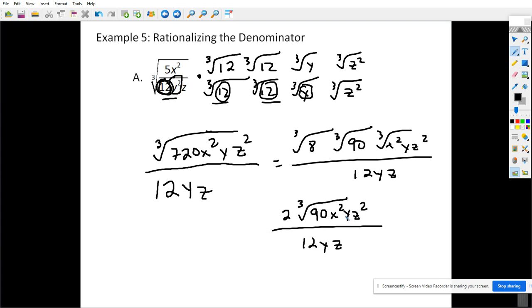Now it's important to note, I can't cancel these 2 y's because this is underneath the radical, everything here. I can simplify the 2 and the 12. So this simplifies to cube root of 90 x squared y z squared, all underneath the radical, over, simplifying that fraction, the 2 and the 12 gives me a 6yz. It's really important to know the difference between a variable that's under a radical and a variable that's not. You can't simplify those. So that is rationalizing the denominator.